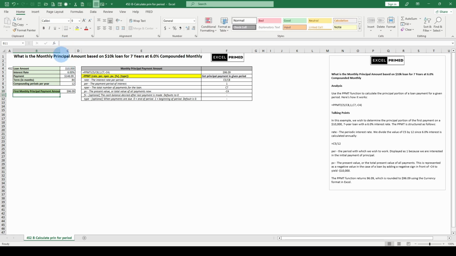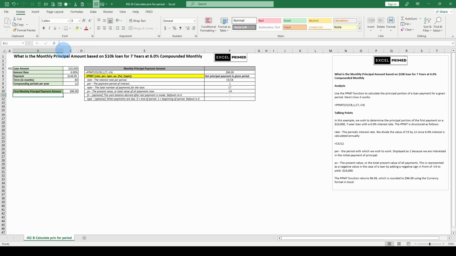You would think it's $96.09 for every period, and that would be a mistake. The 45th payment, that number better be higher. It's $119.66. Remember I said, as you start paying down your loan, more of that payment is going to pay off that principal. Go to 84.